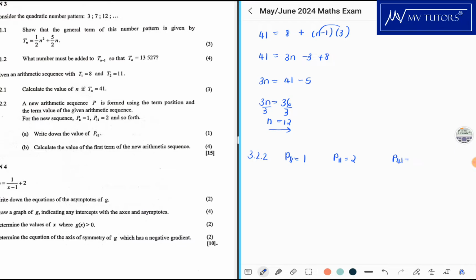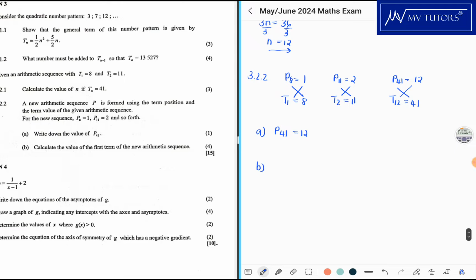I'm thinking I have a lot of work to do. But if it's 1 mark, I need to somehow relate it to what was there previously. Remember previously, we had that T1 was 8, T2 was 11, and that T12 was 41. So they're basically swapping places. Do you see? So what am I expecting there? I'm expecting P41 to be 12. Let me write it out nicely: P41 is 12.